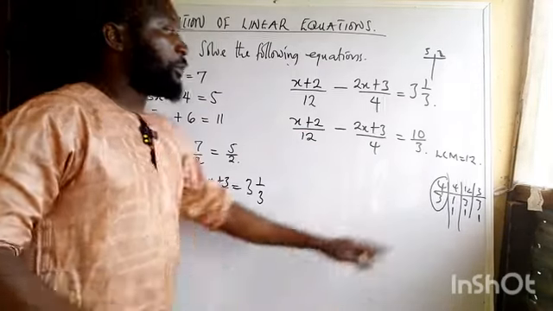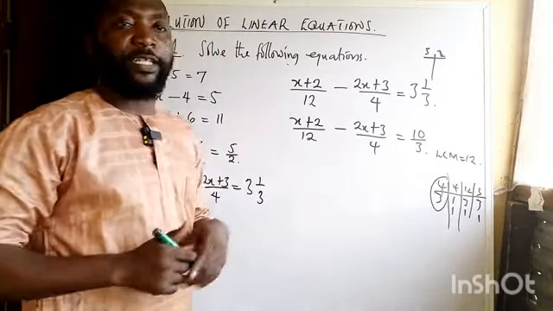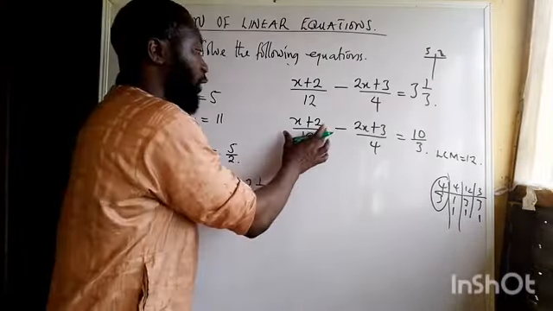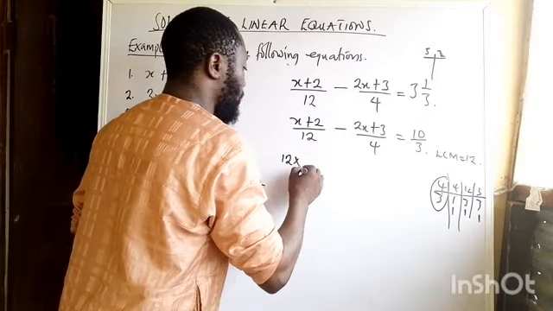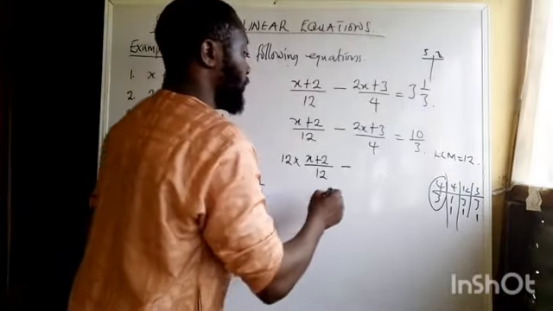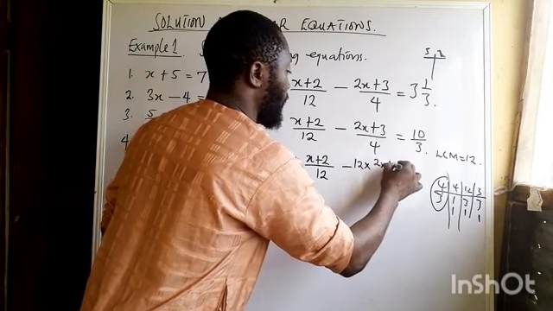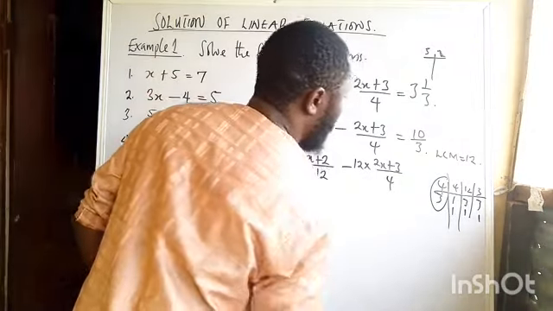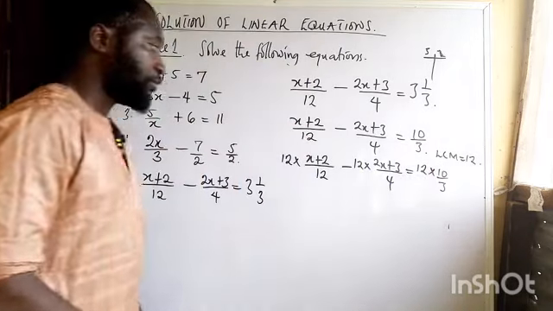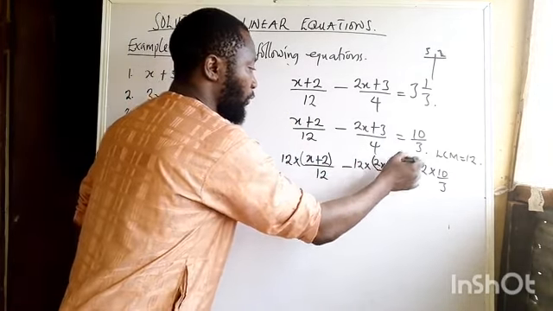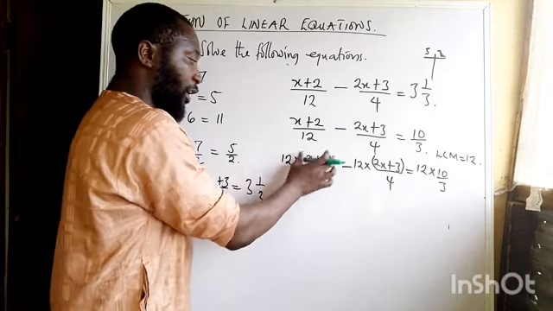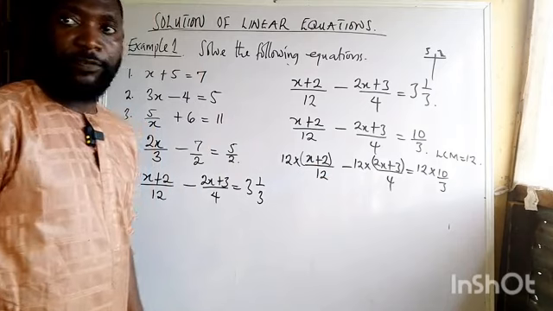Now, once you get your LCM, as we had in the previous example, multiply through by the LCM. You are going to multiply everything by the LCM, each fraction, whether it's a fraction or mixed. So here we multiply by 12: 12 multiplied by (x + 2)/12, minus 12 multiplied by (2x + 3)/4, equals 12 multiplied by 10/3. You can close this bracket. Though everything is on this 12, it still means you are multiplying 12 by everything here, but it's safer to close the bracket.